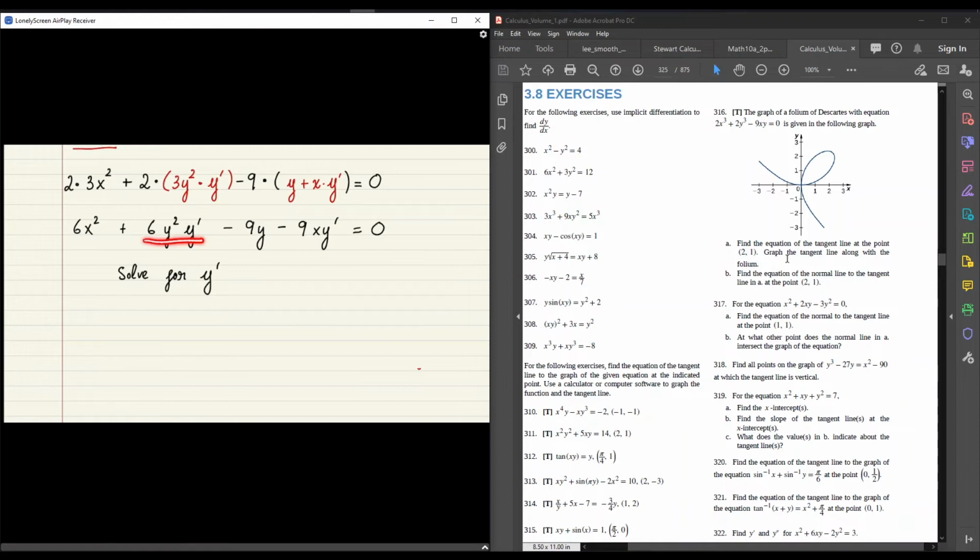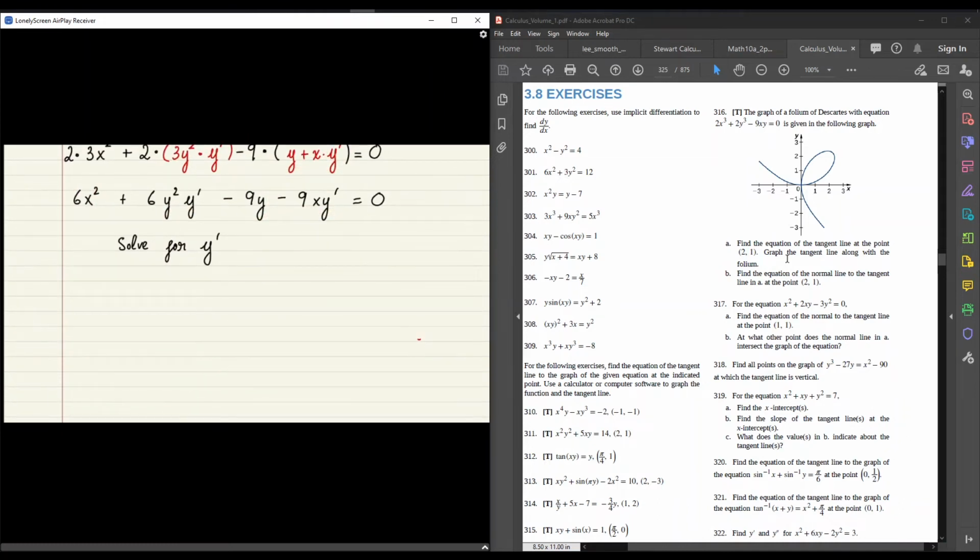So that would be this term and that term, and everything else that doesn't have the y prime, I will pull it out into the other side of the equation. So I get that this is the same as 6y squared y prime minus 9x y prime. These are the two terms that have y prime, equal to negative 6x squared plus 9y. So basically I subtract 6x squared and I add 9y to the other side of the equation.